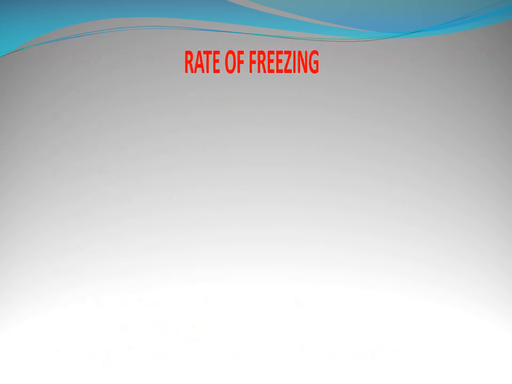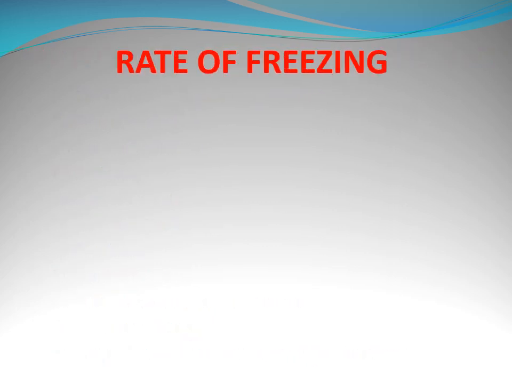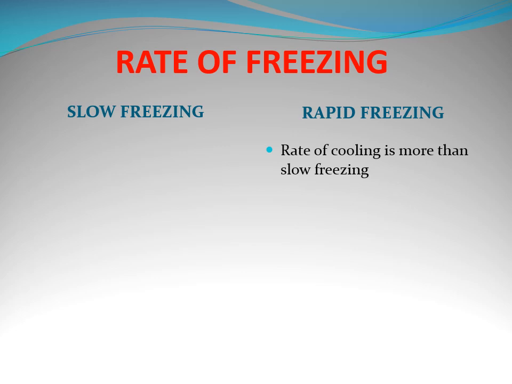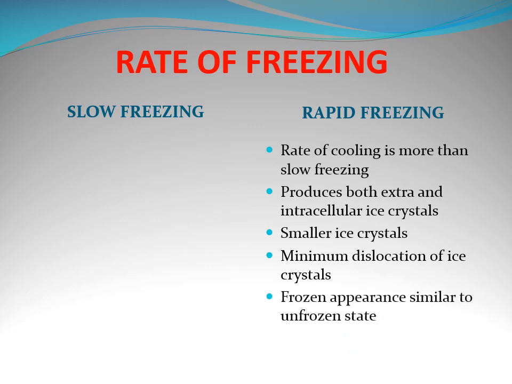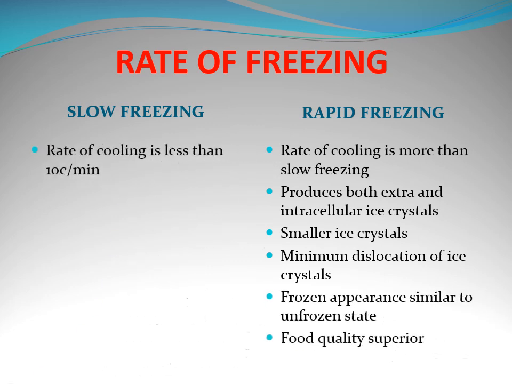Now see the rate of freezing. Apart from that, we are seeing the difference between rapid and slow freezing. So first of all, we will see what is rapid freezing. In rapid freezing, the rate of cooling as compared to slow freezing is more. It produces both extracellular and intracellular ice crystals. Smaller ice crystals, minimum dislocation of ice crystals, and frozen appearance similar to the unfrozen state.